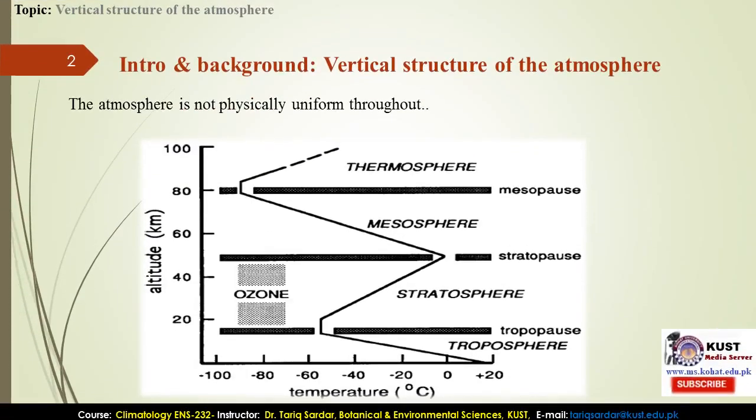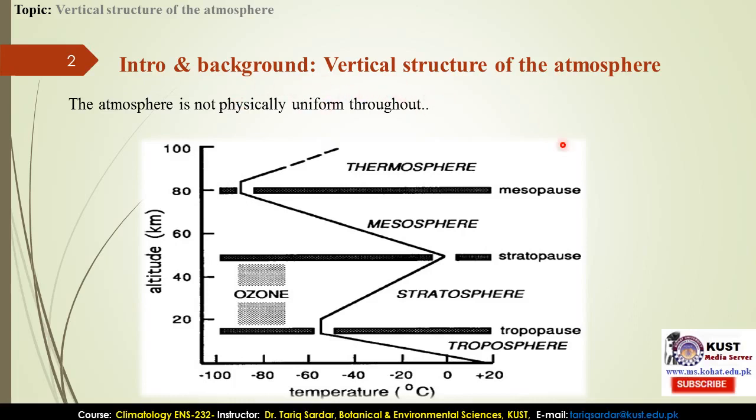Vertical structure of the atmosphere: what does it mean, and what are its introduction and background? If we understand not only chemically, we know the atmosphere is a combination of many gases around us. But physically and also chemically, the atmosphere is not uniform throughout.